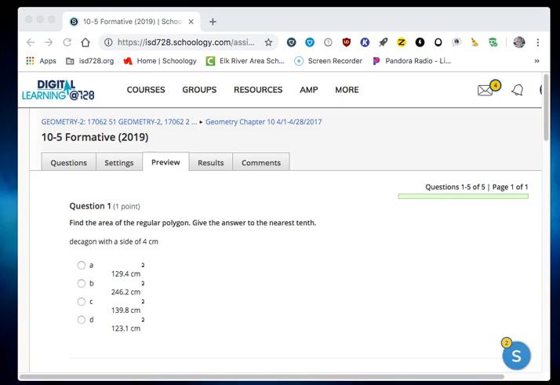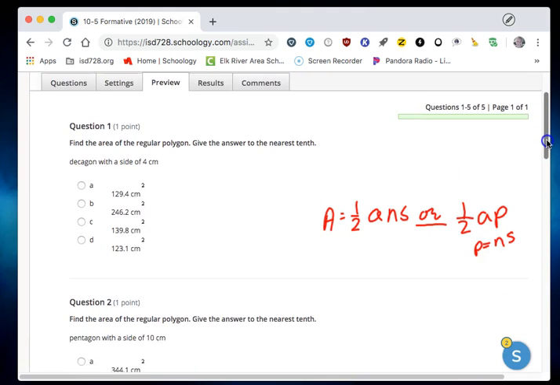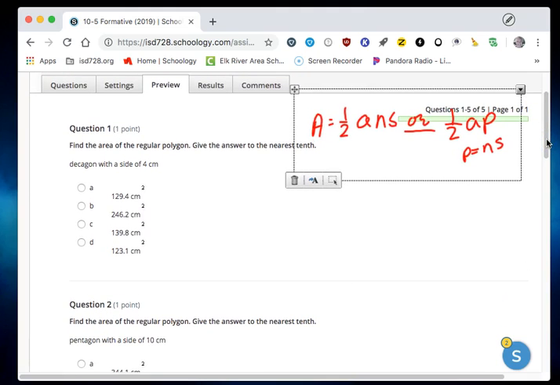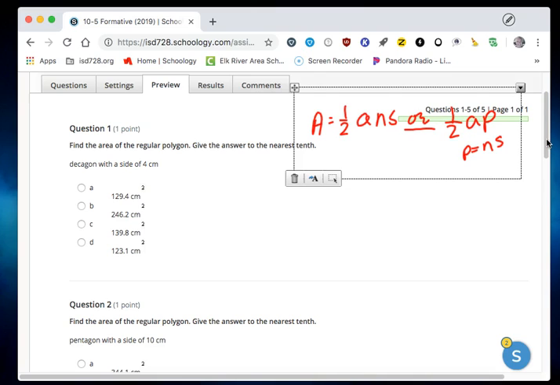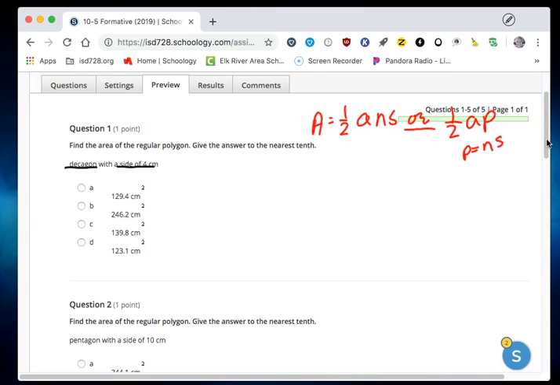Regular polygon area is equal to 1/2 ANS, or you can talk about it as 1/2 AP, where P is equal to N times S. Now, I'm looking these over. When I'm seeing this, I find a decagon that has 10 sides, and I've got a side of 4. So I have a 10-sided figure, so N is 10, S is 4, and A is my apothem I must find.